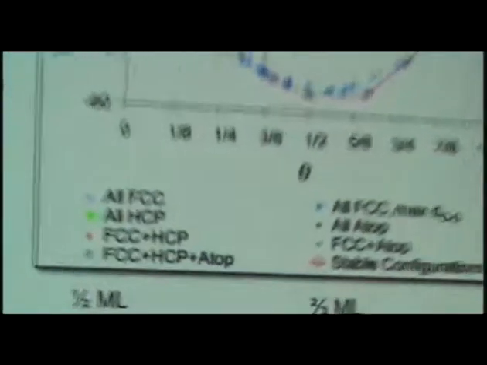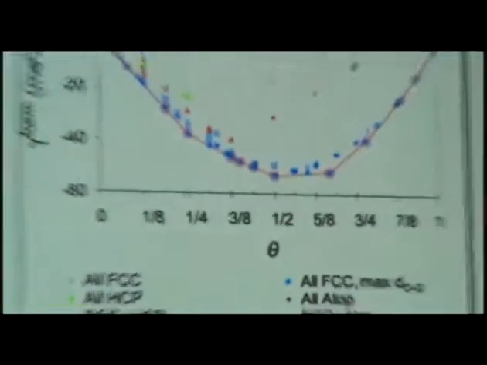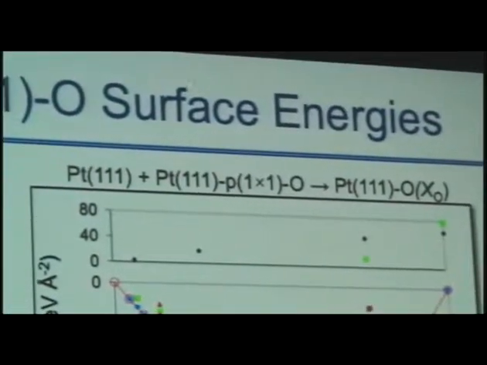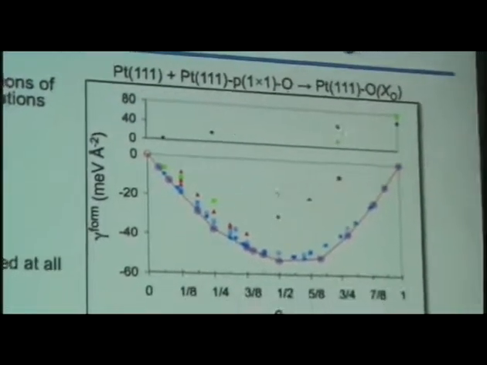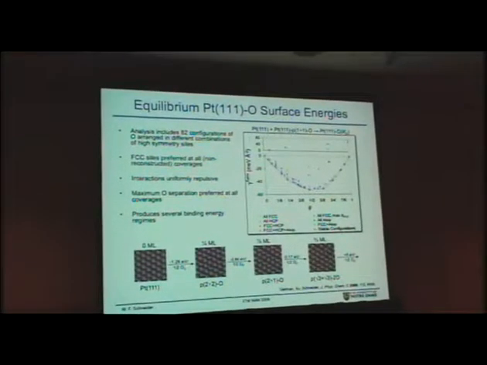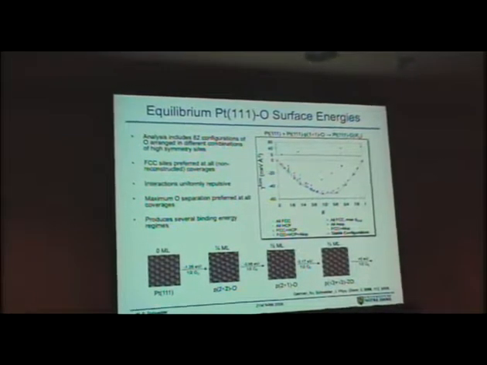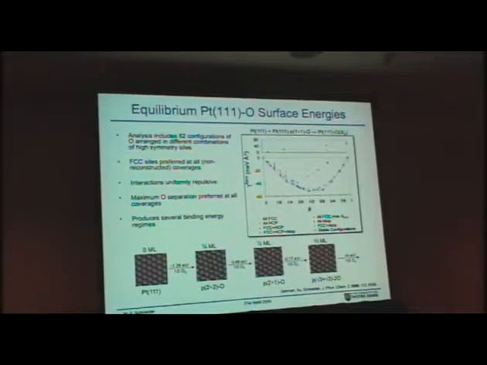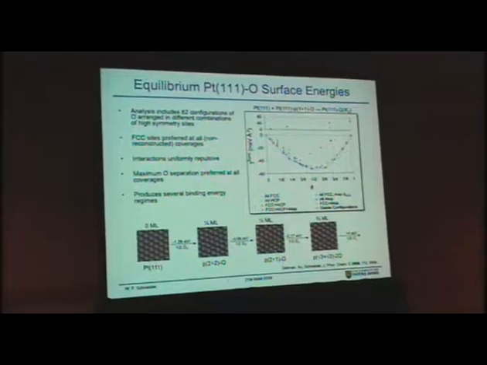So this plot is a formation energy plot of basically oxygen adsorption on platinum 111. If you look at this plot, there are certain kinks in it. Those kinks correspond to certain ordered coverages of oxygen on the surface that are observed experimentally, the 2x2 quarter monolayer, half monolayer, and so forth. Other things that are buried inside here are that the oxygen atoms always prefer to bind on FCC sites. They interact repulsively, so they always like to order in such a way that they're as far apart from one another as possible.